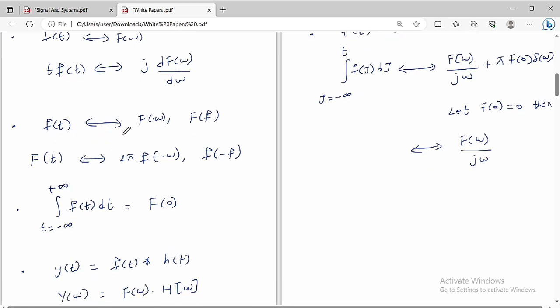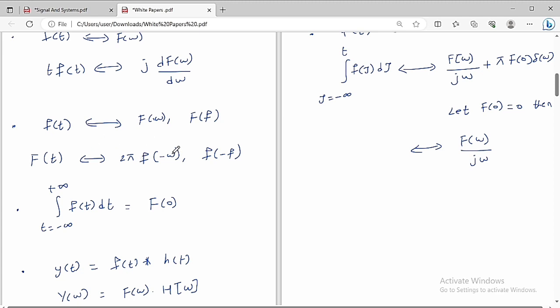So for f of t, the Fourier transform is F of omega. Then what is the Fourier transform of capital F of t? It is 2 pi into f of minus omega. Basically, suppose for a given time domain signal we have the frequency domain signal. I want the same picture in the time domain for the frequency, so I want the corresponding expression in the time domain. It's 2 pi into f of minus small omega.